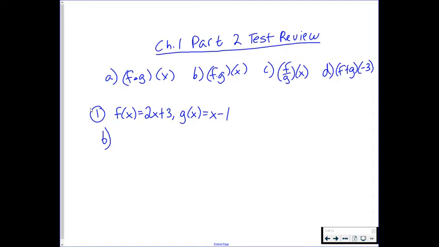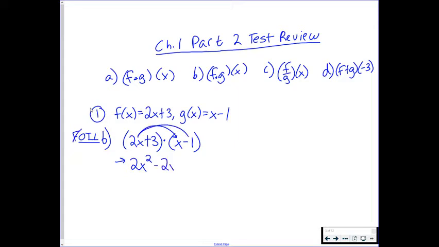On part B, we're taking our two functions and multiplying them together. 2x plus 3 times x minus 1. These are two binomials, so I'm going to FOIL these together to multiply them. 2x times x is 2x squared. That's the F. 2x times negative 1 is negative 2x. It's the O. The inner terms is 3 times x, which is 3x. And last is 3 times negative 1, which is negative 3.